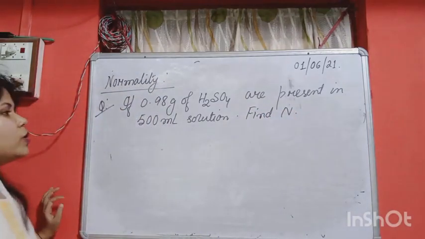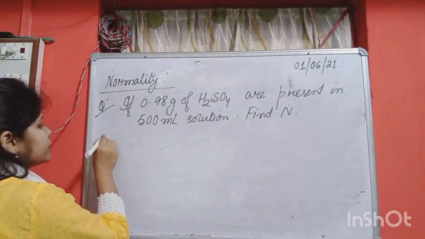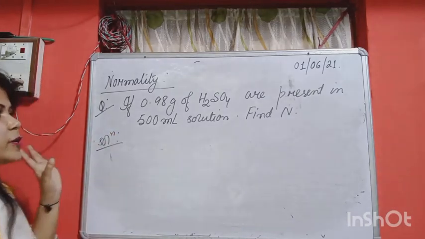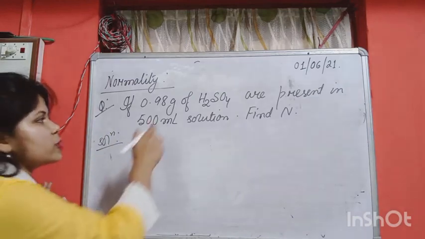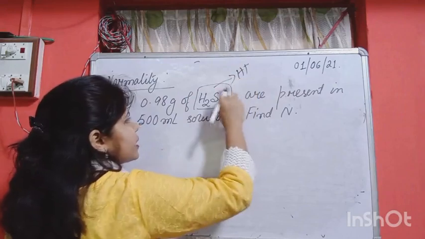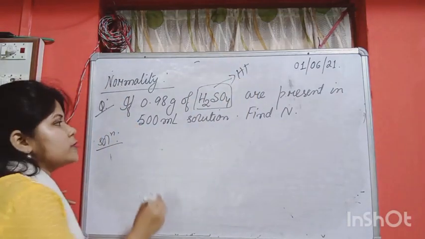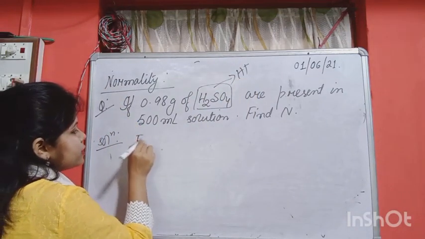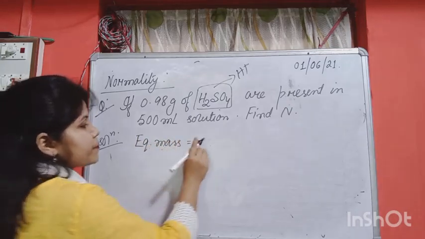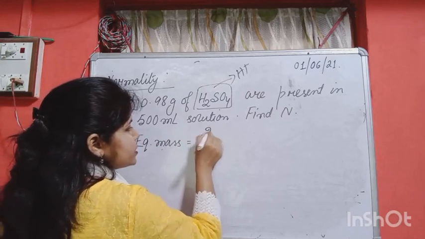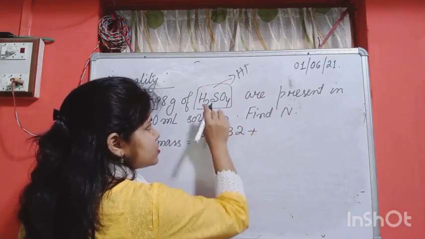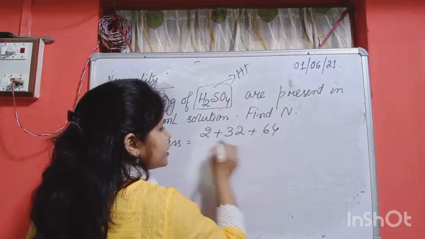Yes or no? Okay, so how will you find out? We know the normality formula is number of gram equivalent of solute. Solute is what here? H2SO4. So it is an acid. It will give how many H plus ions? 2 H plus ions. So what will you do? First we need to find out the equivalent mass. So equivalent mass of H2SO4 is equal to molecular weight: twice of hydrogen, so 2, plus for sulfur it is 32, for oxygen it is 16, so 16 into 4, 64, divided by the valency factor.